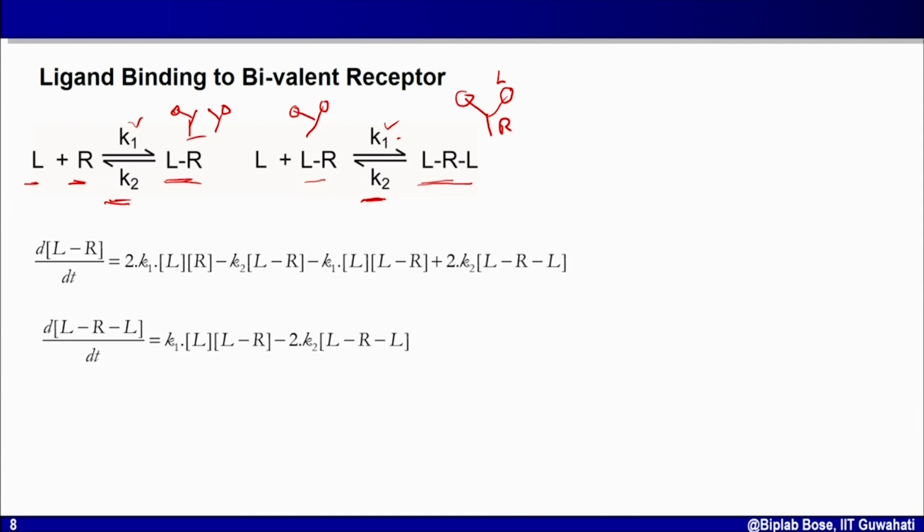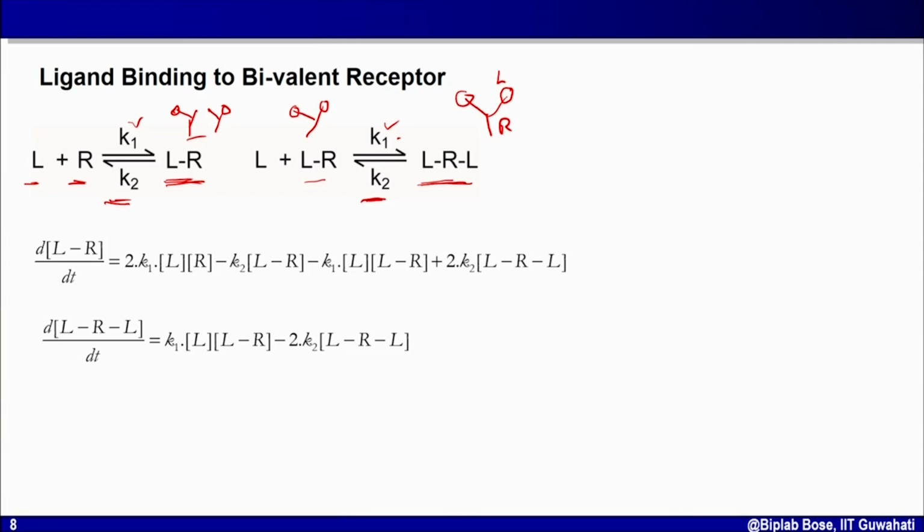Now if you remember, in the last example I considered conservation of total ligand and total receptor. Similar conservation can be assumed here, and therefore we are left with only one variable LR and the other dependent variable LRL. So let us look at the ordinary differential equation that will represent the rate of change of concentration of LR, the first complex, where one ligand is bound to one receptor. That is given here.